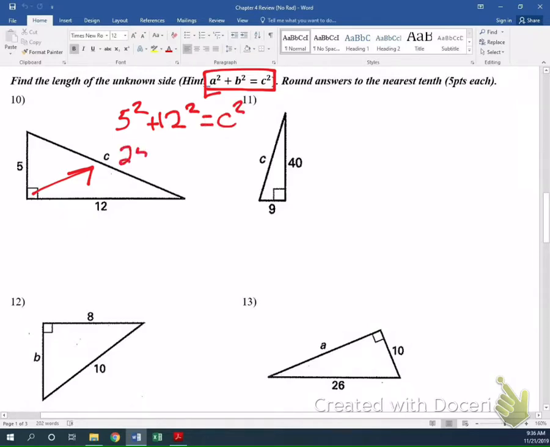5 squared is 25. 12 squared is 144 equals c squared. What's 25 plus 144? Good. Take the square root of both sides. 13. C equals 13. Very good. Questions?